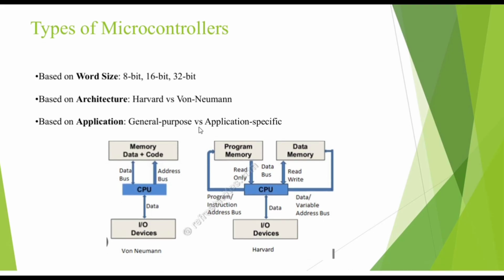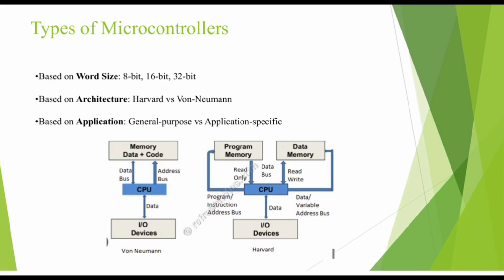Now let's see the types of microcontrollers. As we know, microcontrollers are the brain of our embedded system. First is the 8-bit microcontroller, which is simple, low power and widely used, for example Arduino's AVR. Then the 16-bit microcontroller has more processing power and is used in industrial applications. Then the 32-bit microcontroller is high performance for complex tasks, for example ARM Cortex-M.